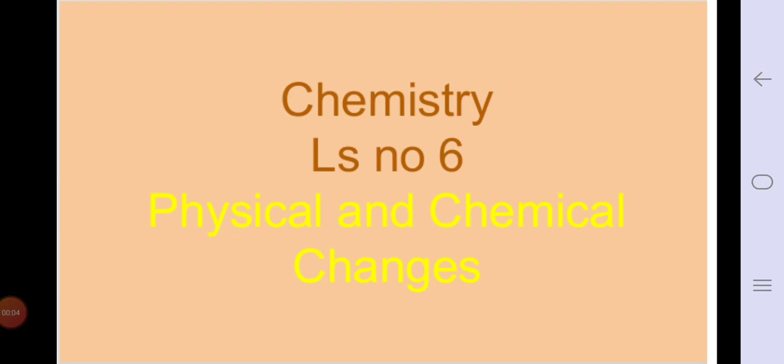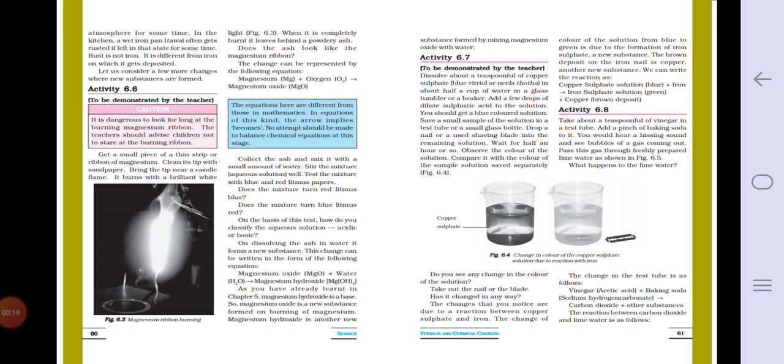Hello everyone. In our lesson physical and chemical changes, we have finished what are physical changes and we have started what are chemical changes. We have seen the definition of chemical changes. Now today we are going to see activity 6.6, which is given in your textbook, magnesium ribbon burning. This activity we are going to see today.